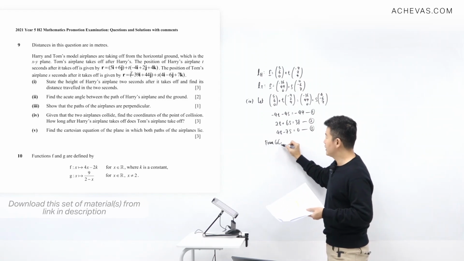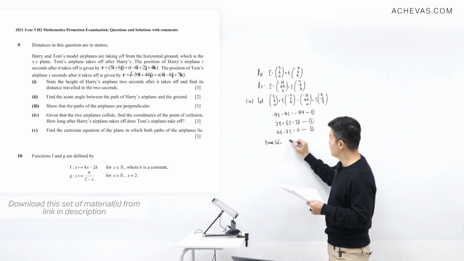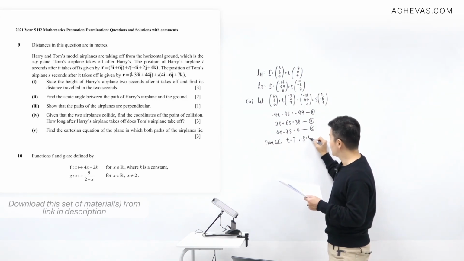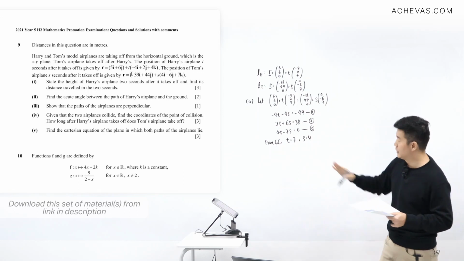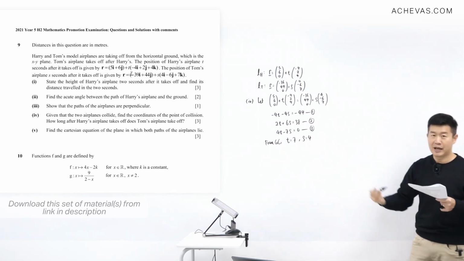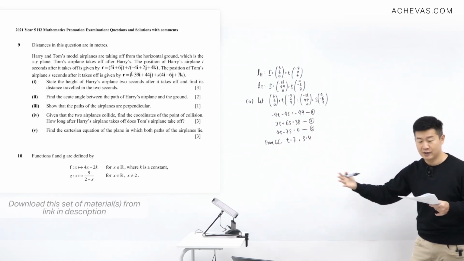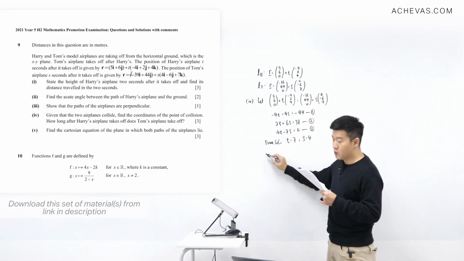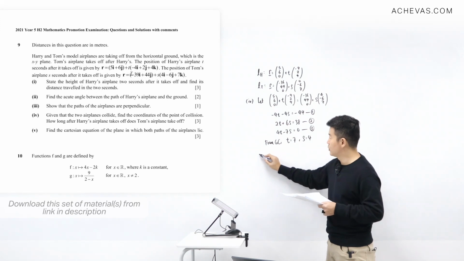So from the graphing calculator, solving this as a simultaneous equation, we're going to get t to be equal to 7 and s to be equal to 4. Let's take note, these are the times taken by the airplanes to be flying after they have taken off. So we are supposed to find the coordinates of the collision, right? So at the time when they collide.